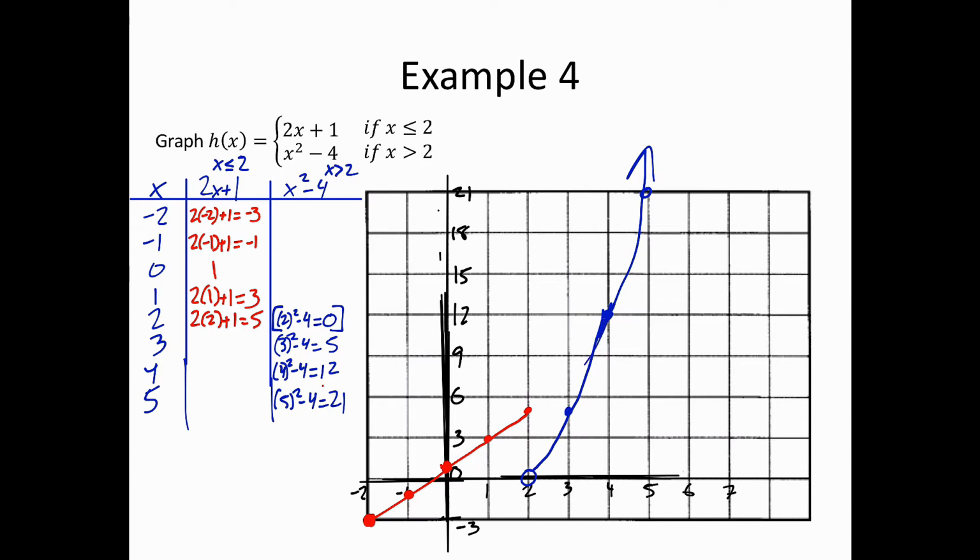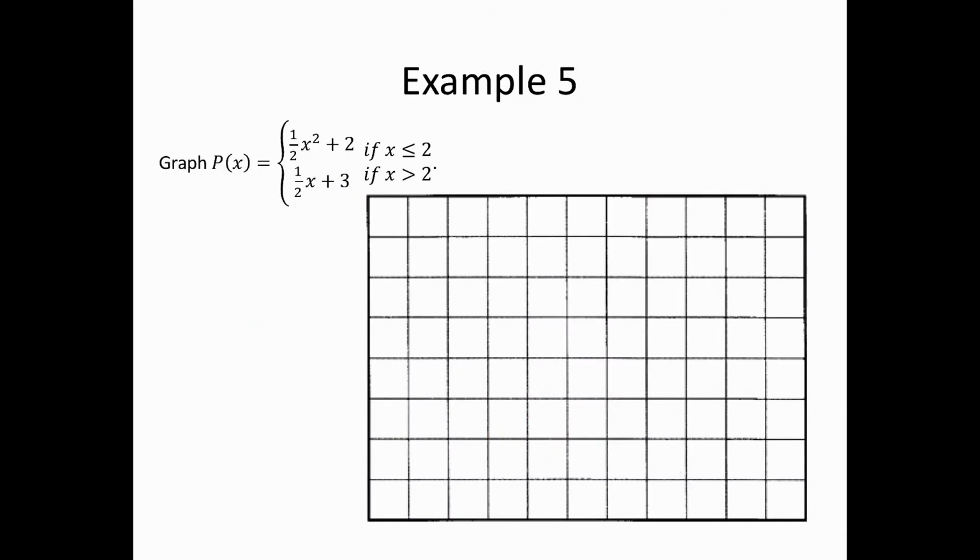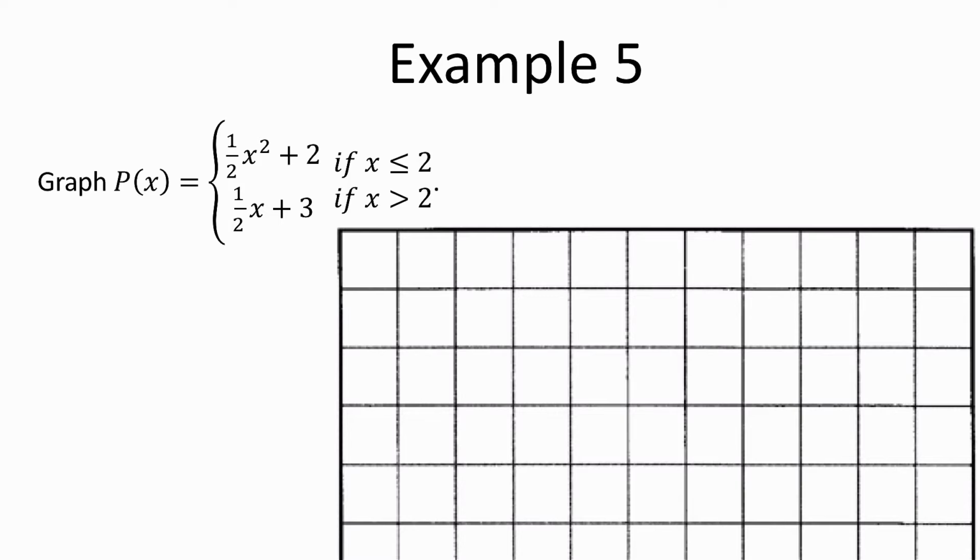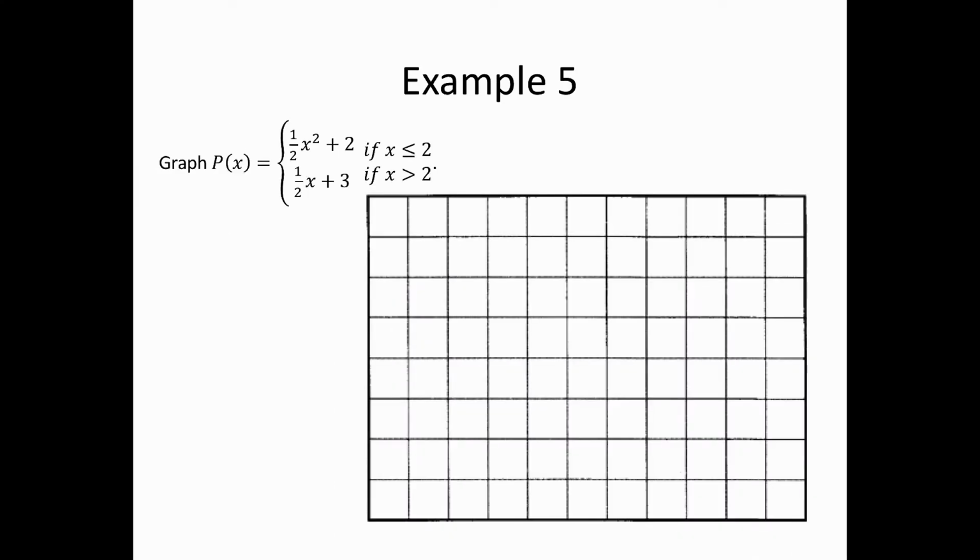Connecting that a little bit better. So we got a linear piece and a quadratic piece. Let's try one more graph like this. So we've got p of x equals 1/2 x squared plus 2 if our x is less than or equal to 2, and 1/2 x plus 3 if x is greater than 2.